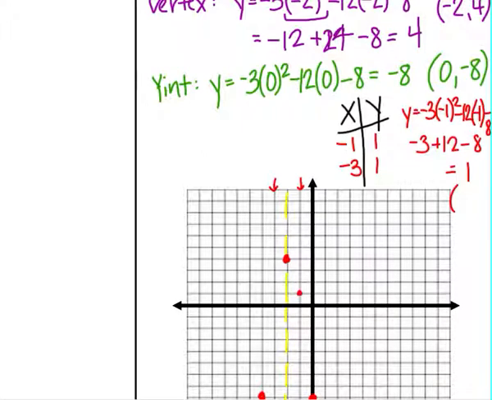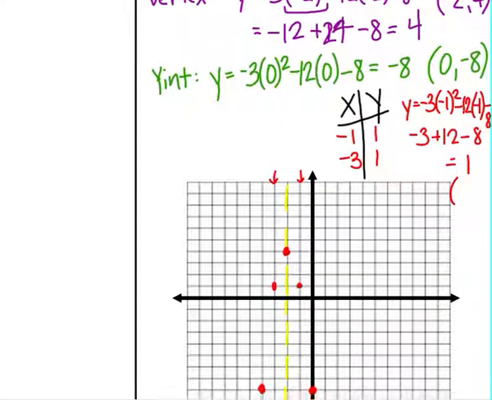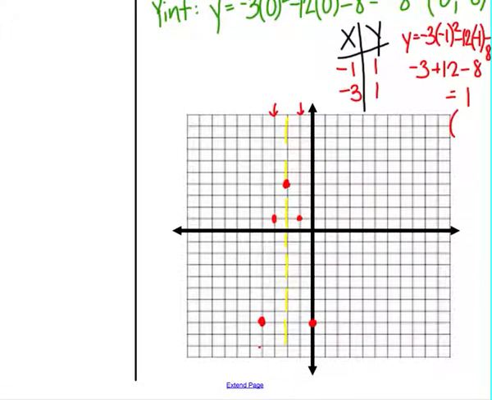So I'll plot those points, and then I'll draw in my curve. Make sure you get a nice curve here and not make it look V-shaped.